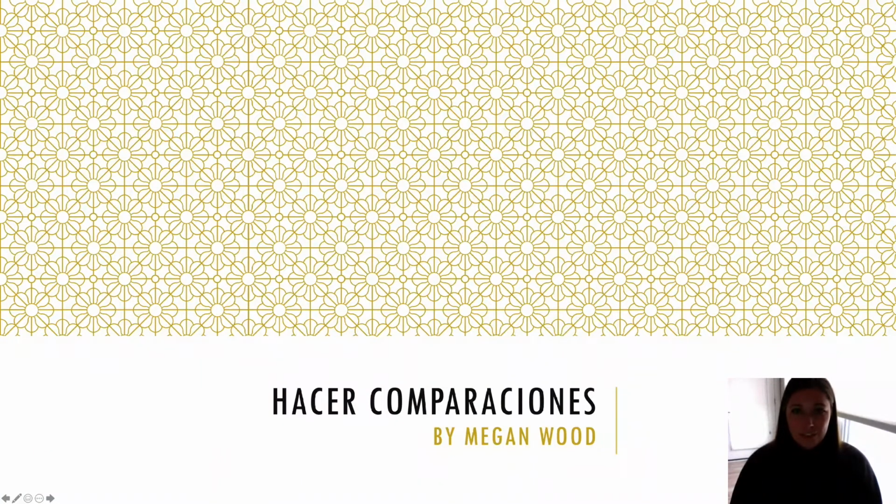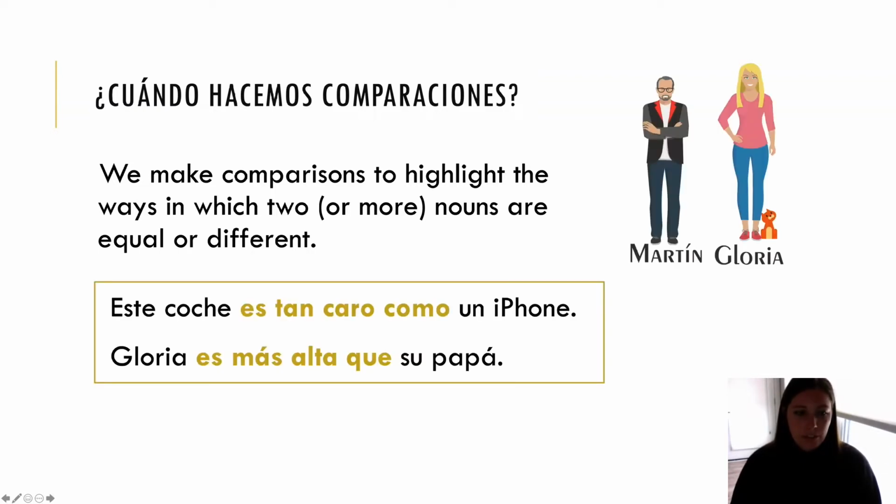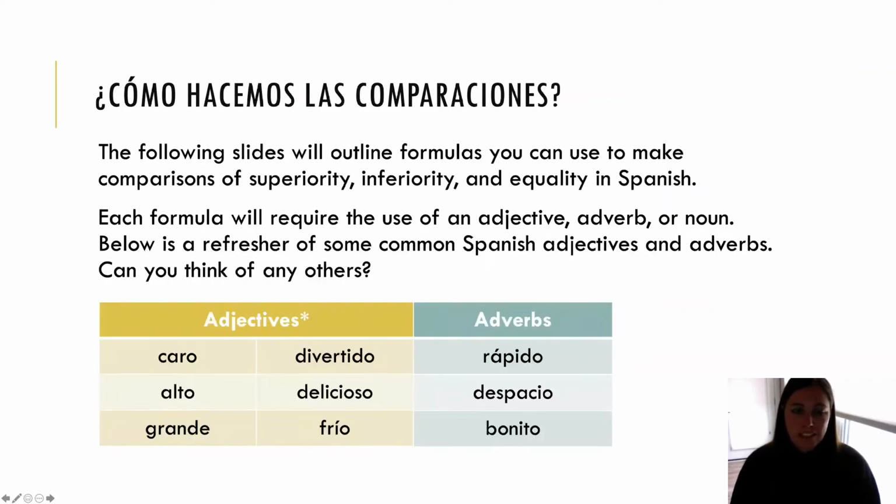Hacer comparaciones. Cuando hacemos comparaciones, we make comparisons to highlight the ways in which two or more nouns are equal or different. Por ejemplo, este coche es tan caro como un iPhone, y Gloria es más alta que su papá. ¿Cómo hacemos las comparaciones? The following slides will outline formulas that you can use to make comparisons of superiority, inferiority, and equality in Spanish. Each formula will require the use of an adjective, adverb, or noun.